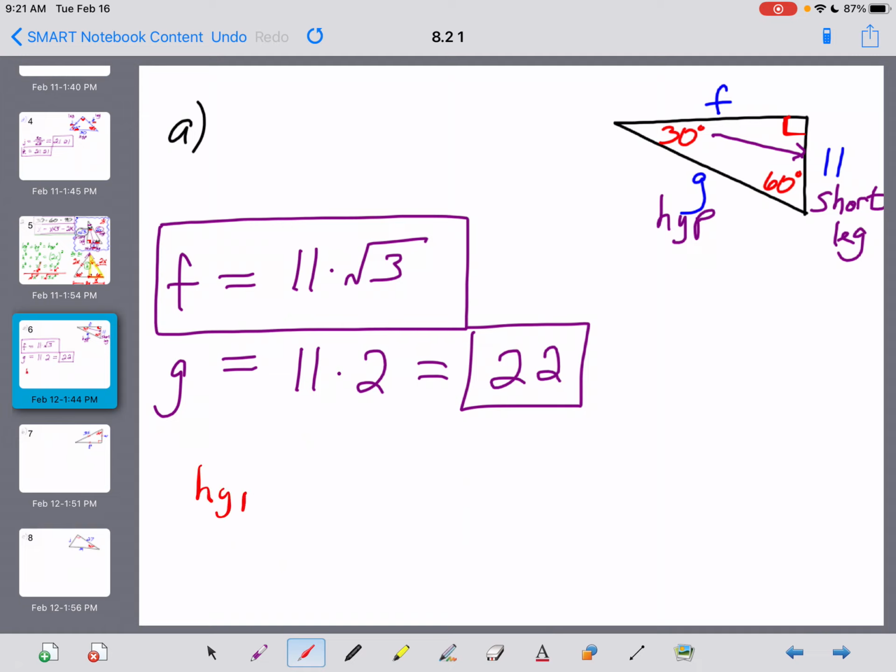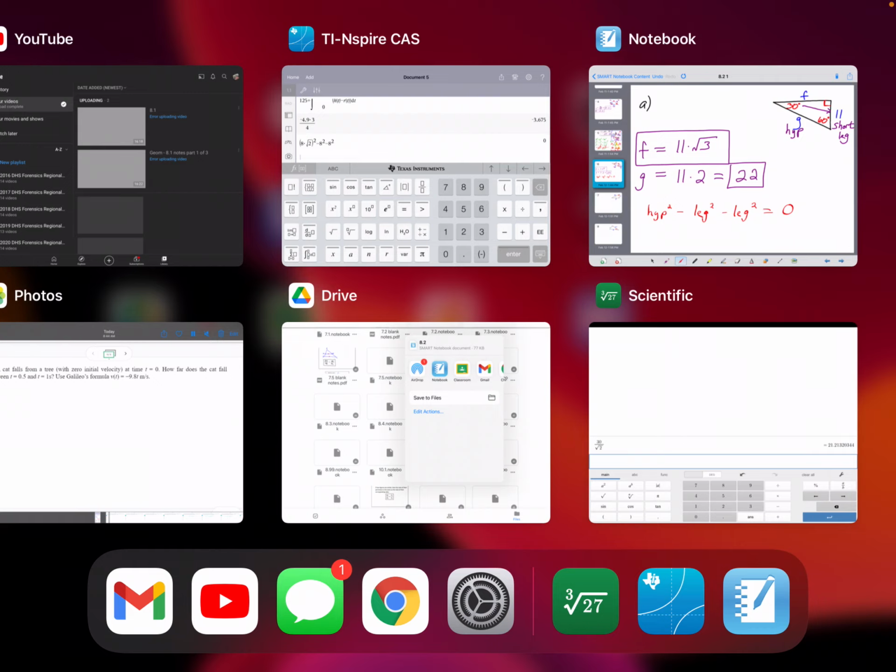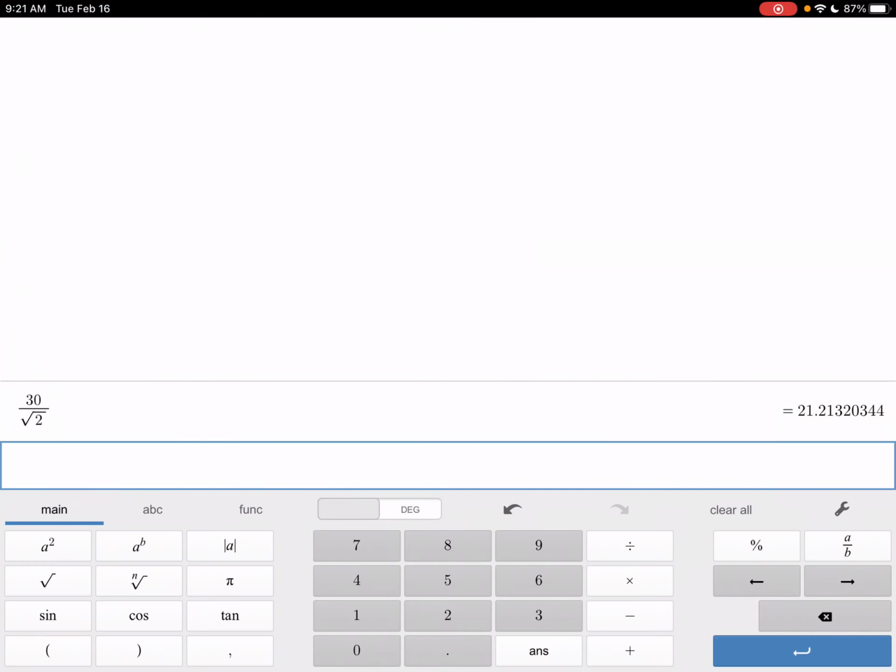Now again, because this is our first example right here, I want to go ahead and test this idea yet again. Hypotenuse squared minus leg squared should equal 0. Let's check it, guys. Our hypotenuse, G, is 22. So let me go... I got burned on this on the Desmos before, but let's try it now.